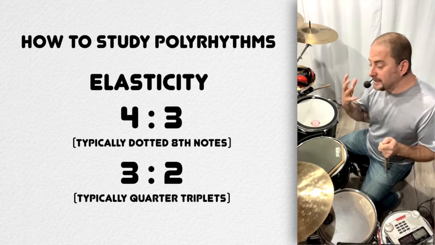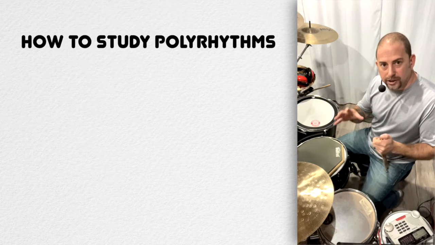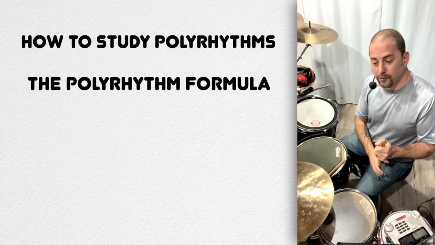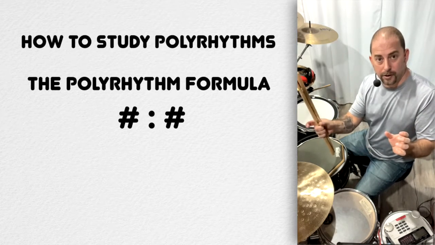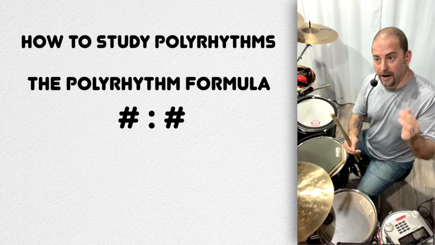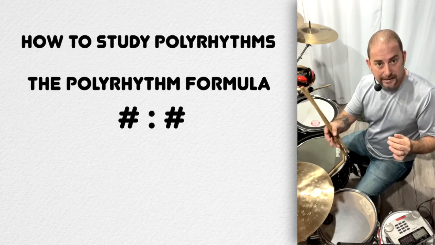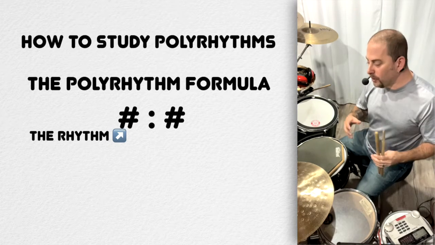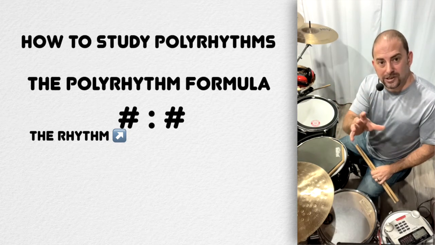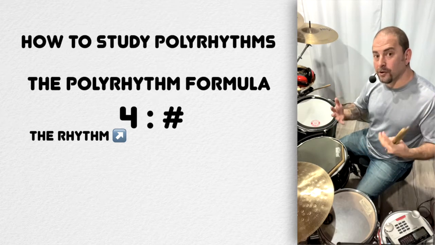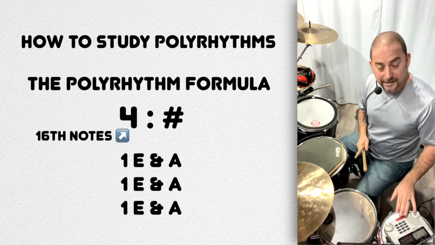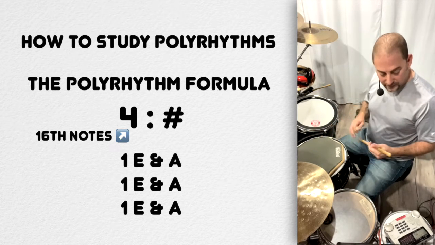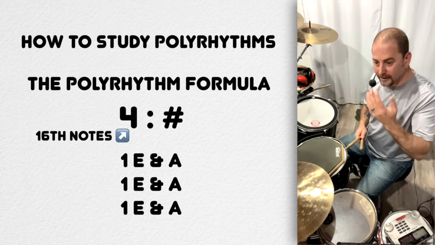Okay. So now all of this is well and good, but how do you actually find the polyrhythms? Well, since polyrhythms are math, there's a formula. So polyrhythms are written one number colon another number. So 4:3, 5:7, 8:6. And the way I teach it is the first number represents the rhythm. So you have to find a rhythm that works with that first number. So if it's a 4, to me, the first rhythm that comes to mind is 16th notes, because commonly 16th notes are 4 per beat in common time. So if a polyrhythm starts with 4, I immediately think 16th notes.